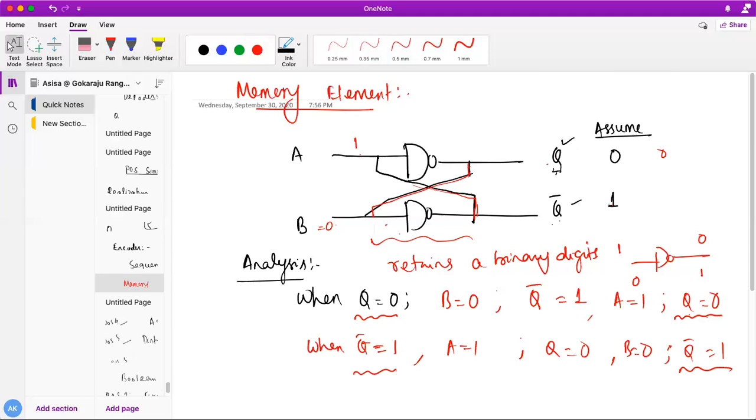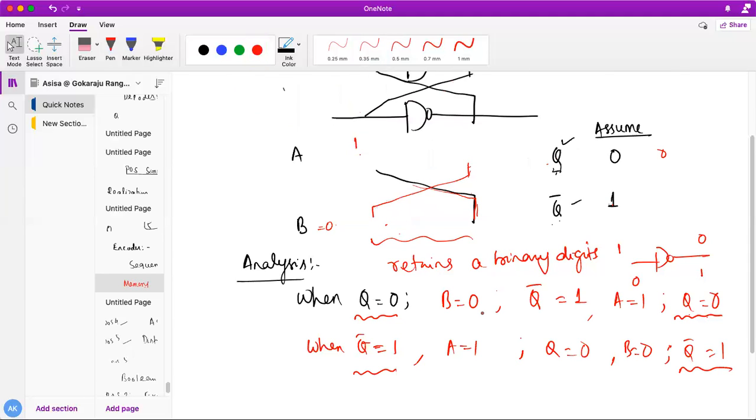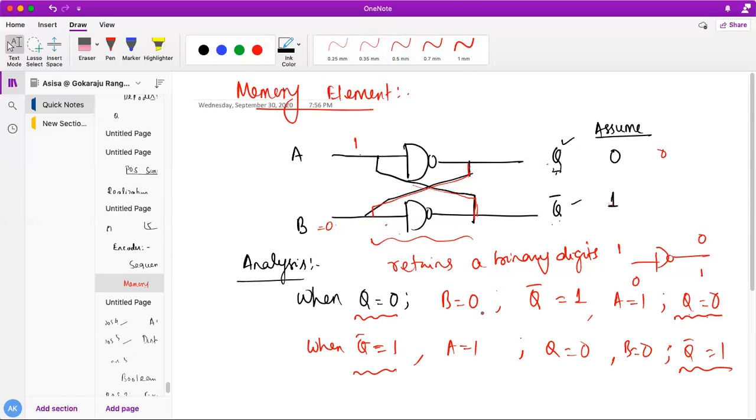So the above logic circuit retains a binary digit. This is the basic element in the memory unit. See here, for an n-bit memory element, there are n such circuits.